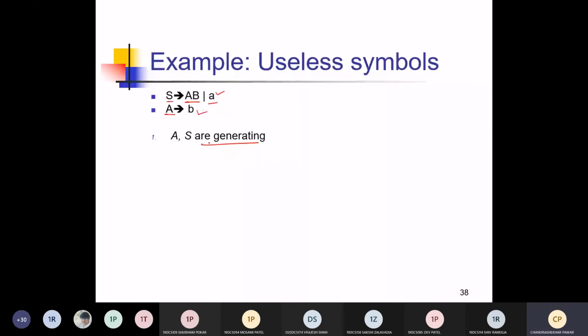So S and A are generating, but here another non-terminal is also present, which is the non-terminal B. So for this non-terminal B, there is no production. Okay. So B is not generating here because the production of B is not provided. So we can say that B is not generating. Therefore, B is a useless symbol. Okay. This is the concept of not generating.